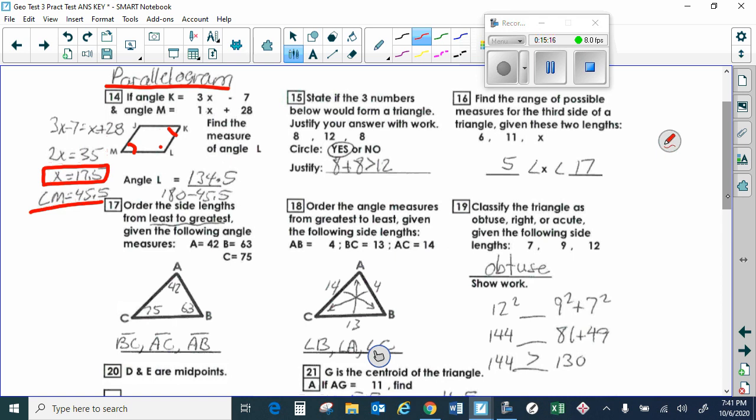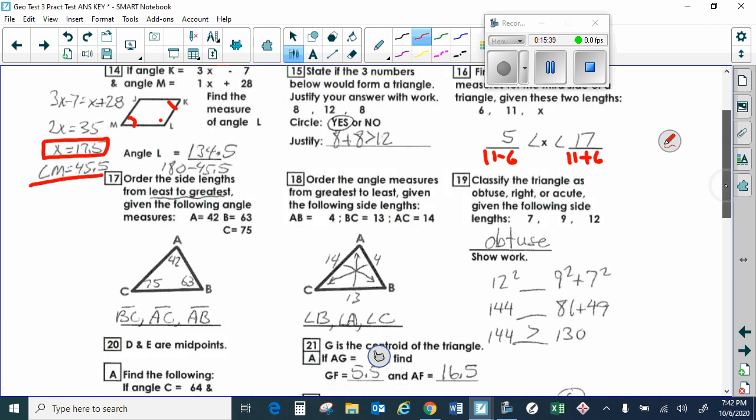15, state if the three numbers below form a triangle. Remember, if the sum of the two smallest is greater, 8 plus 8 is greater than 12. Yes, it is. Your justification is that work right there. 16, find the range. Remember, all I do is subtract the 2. 11 minus 6 is 5. And add the 2. 11 plus 6 is 17 to get my range.